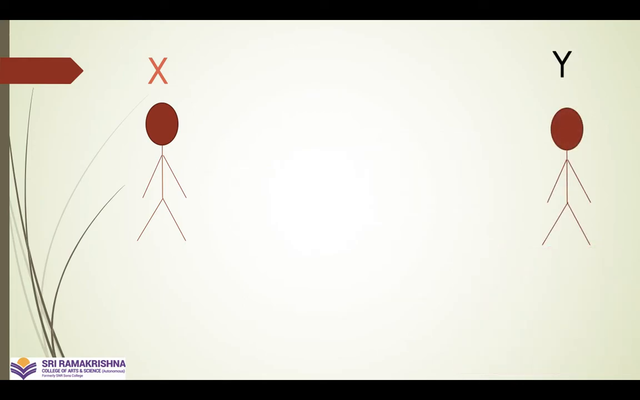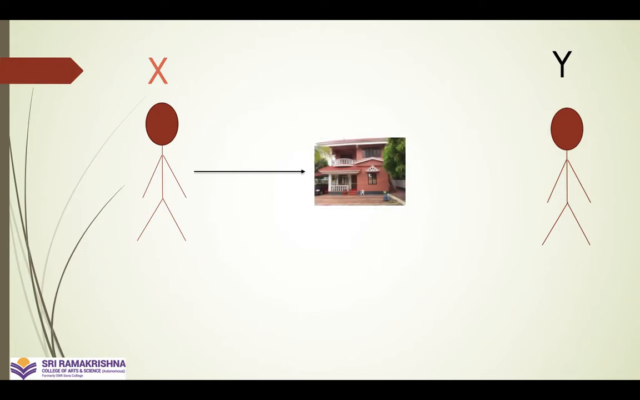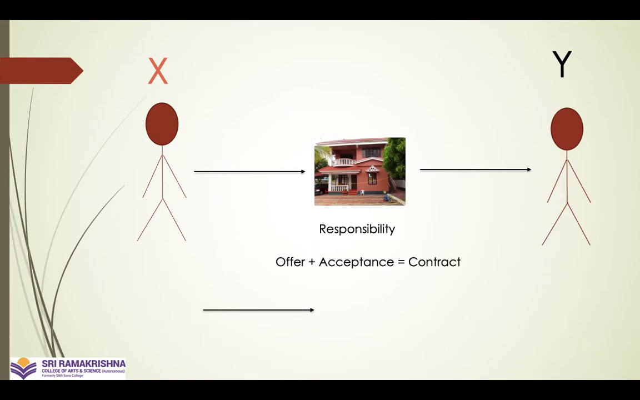So there comes a civil engineer Y. X asked this civil engineer to construct a two-storied building, so the responsibility of constructing this two-storied building goes to Y. So here comes a contract. X has given an offer and Y has accepted it, and offer plus acceptance is equal to a contract. So for this contract, Y charges 50 lakhs for the construction.